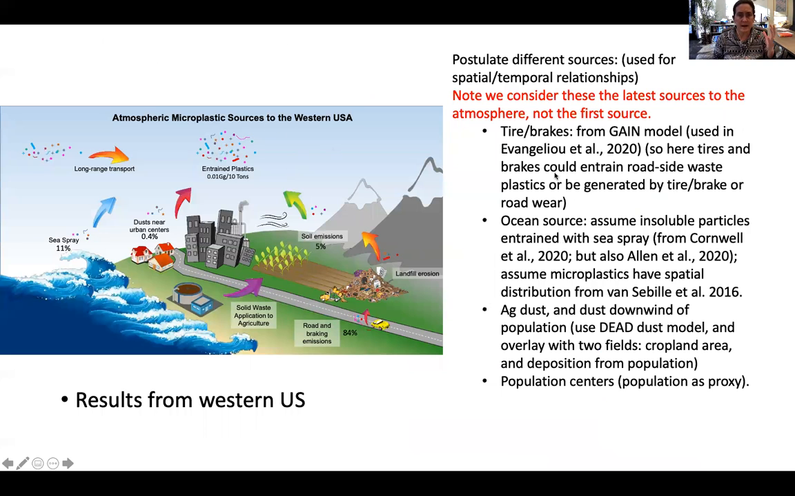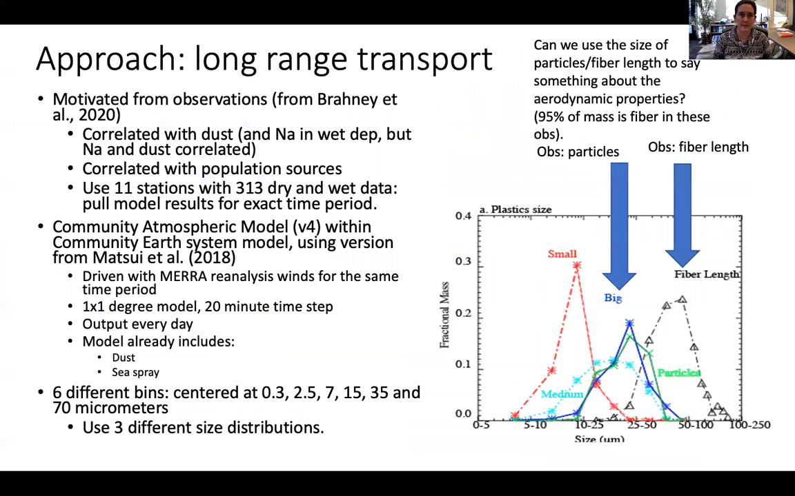We considered tires and braking as well as highway sources, an ocean source, just assuming microplastics at the surface of the ocean could be entrained into the atmosphere, agricultural dust and other dust downwind of population centers, as well as population centers.